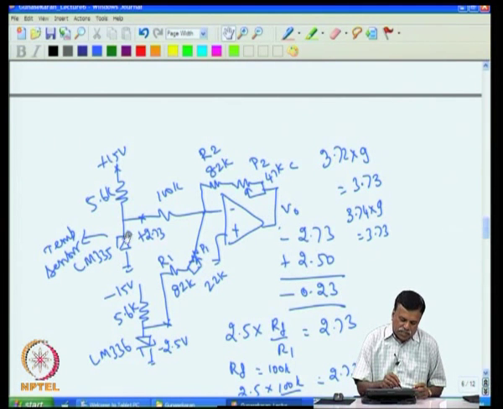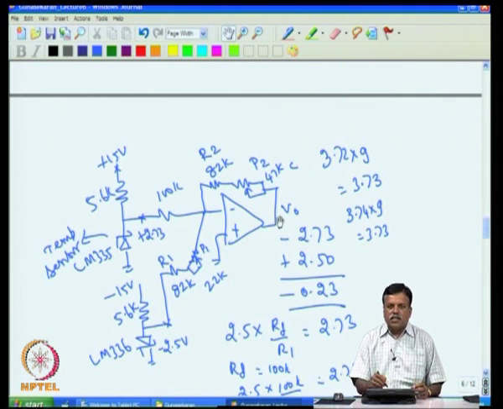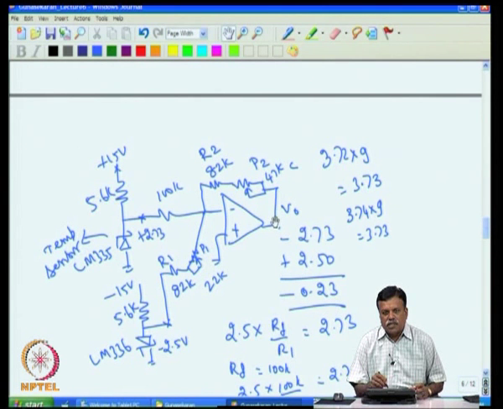So, even though the temperature of this is not changing, the output voltage will change, and that will appear to be a temperature change, and that is a significant error. One may have to look into this.